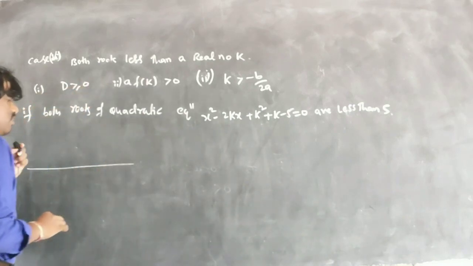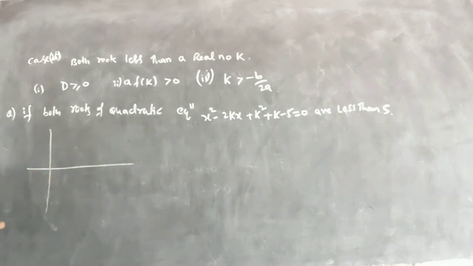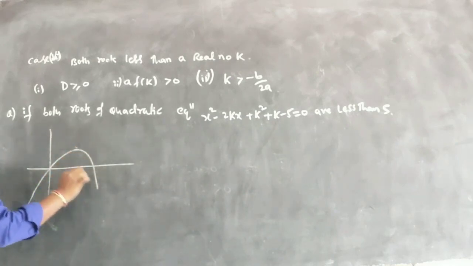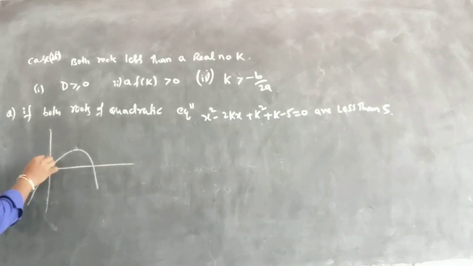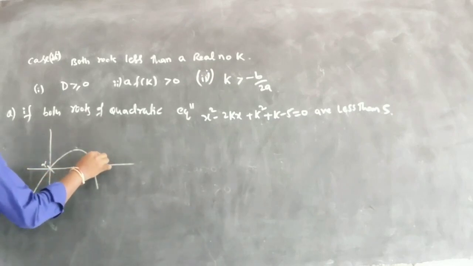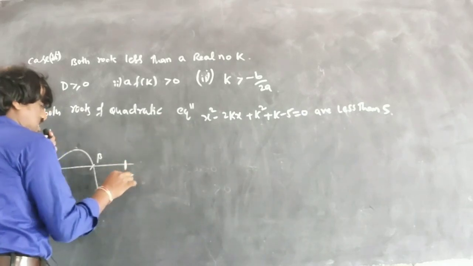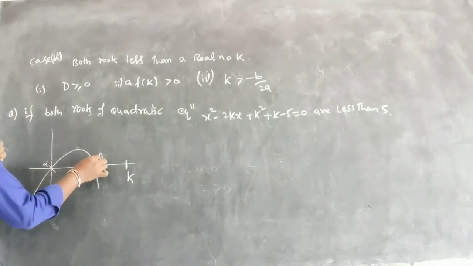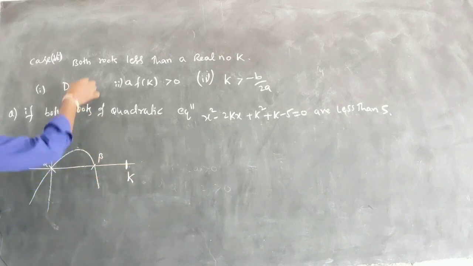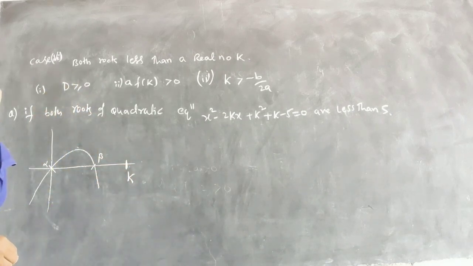So this is the x-axis and y-axis. Now you have a parabola like this. Let us take this as alpha and this as beta. For this one, you have a k value on the right side. So alpha and beta are less than k. That is what it is saying: both roots are less than a real number k.